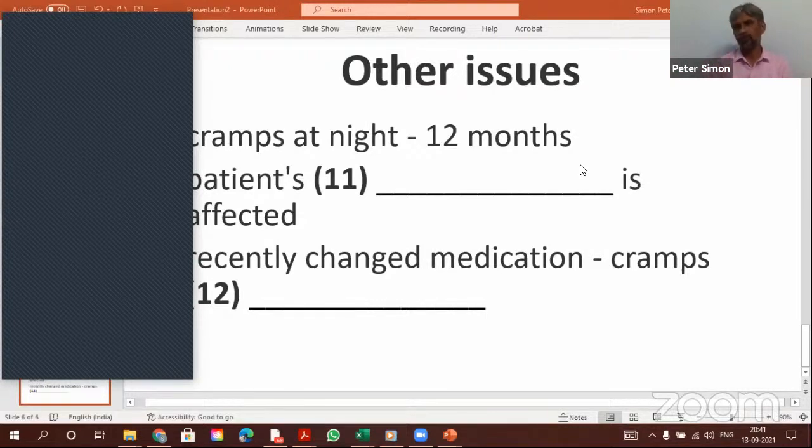7, 6, 5, 4, 3, 2, 1, and submit. Monica, S should be small, not capital. Monica Vinod, S should be small, because in the middle of the sentence, nobody will use a capital letter. Monica is a new student.